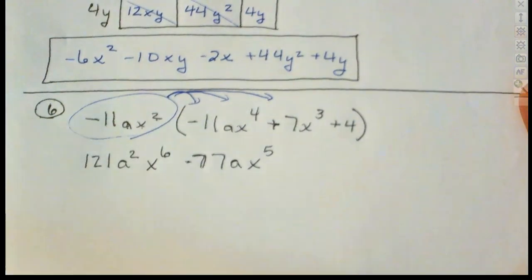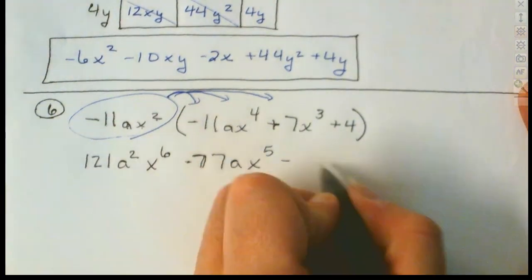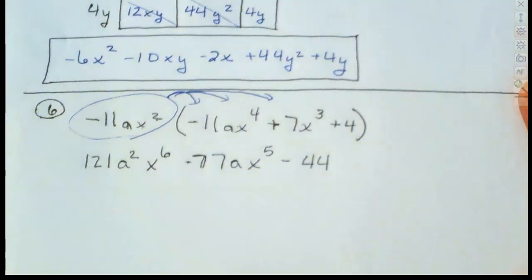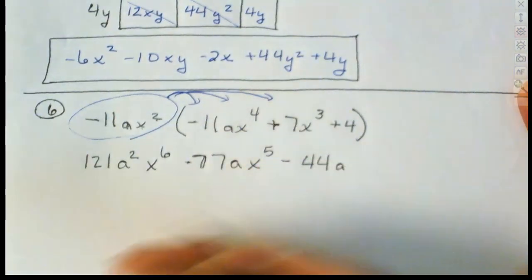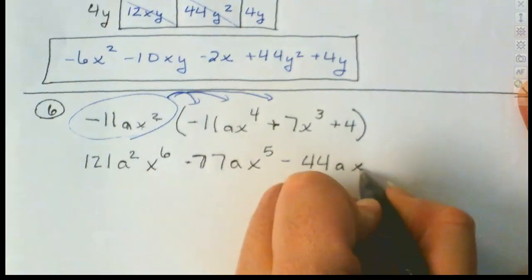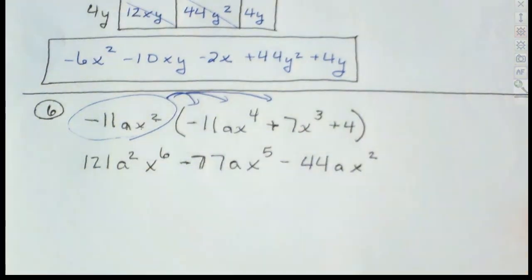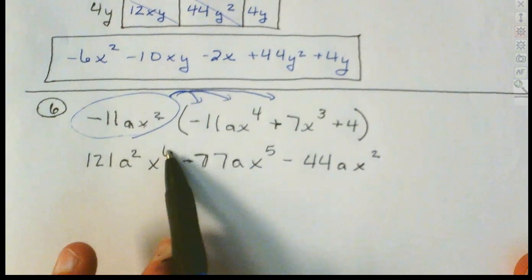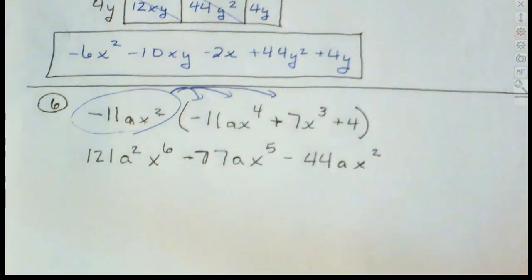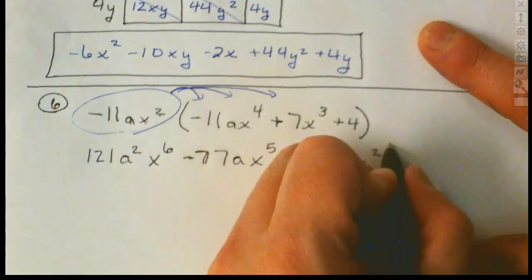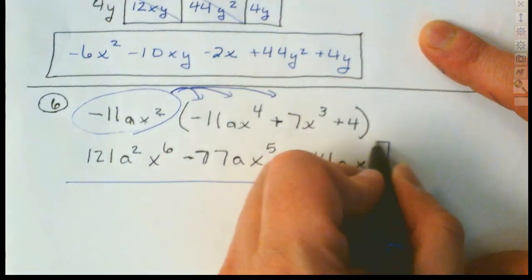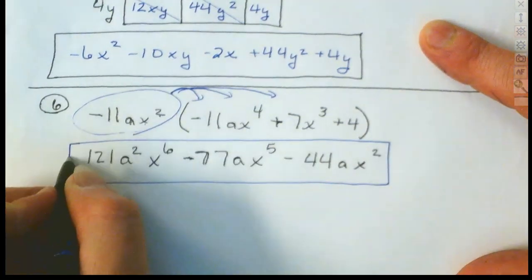And then the last piece we're going to distribute through. And that's going to make that then a minus 44. No extra A's, so it's just an A. And no extra X's, so it's just an X squared. And that's as far as we can go. Now, how do we know that we can stop here? Well, these are all different, right? They all have different exponents, so nothing can be added together. Nothing goes together, so we know that we are then done.